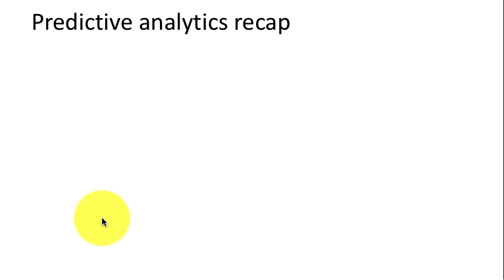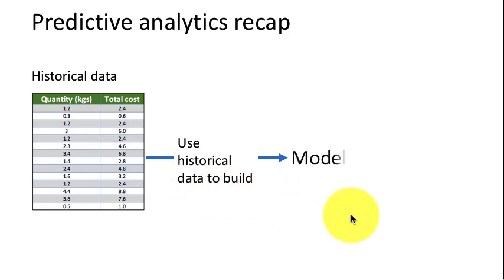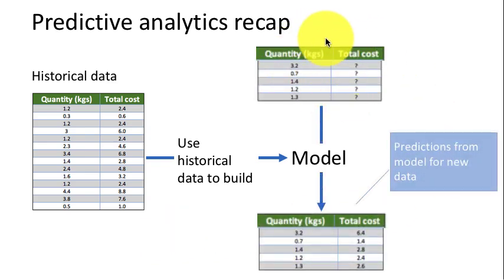So let's quickly recap what predictive analytics does. You've got some historical data, you identify a pattern, so that's what we mean by saying the pattern is basically your model. Then you use the model to make predictions for new data. This is new data for which we don't know the total cost. We can apply the model and calculate the total cost. We looked at data in which we knew the total cost and the quantity, and we saw the relationship between total cost and quantity. Now we can apply that relationship to new data where we don't know the total cost, but we still have the quantity. So we can apply the model.